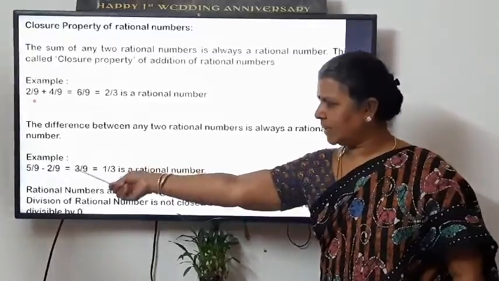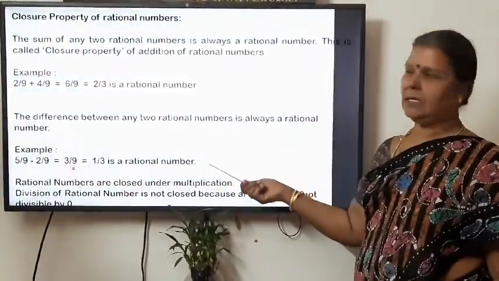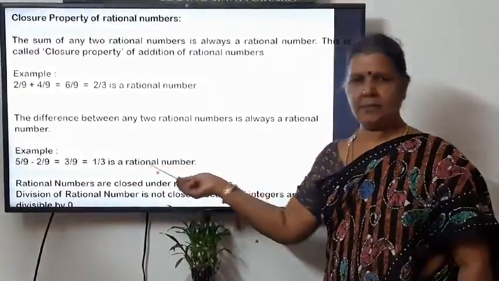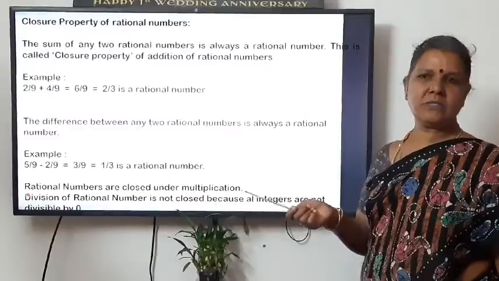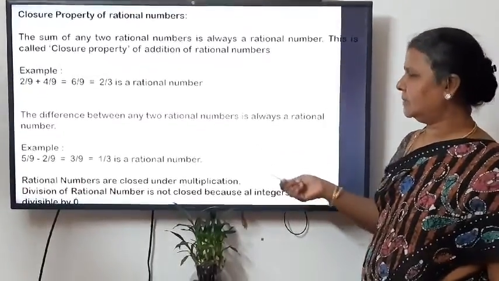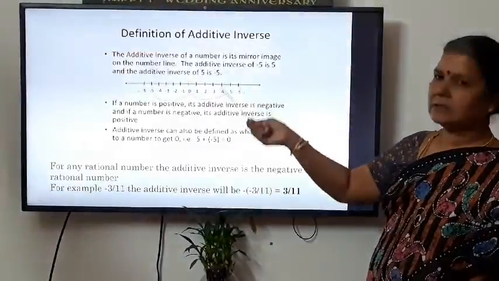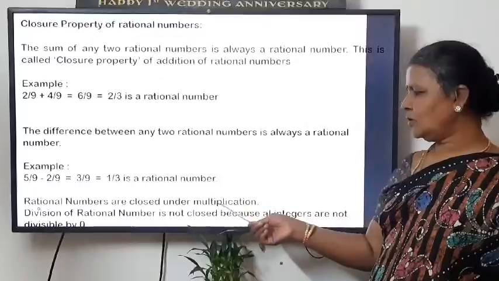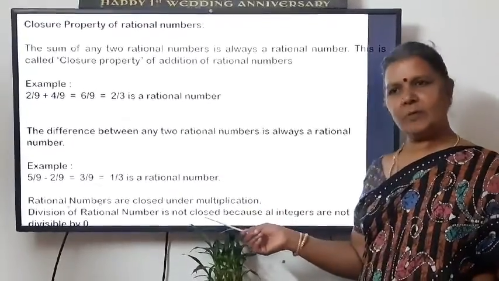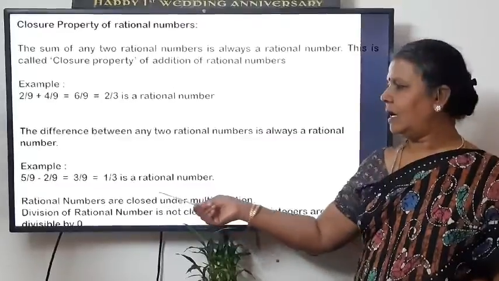Next one is the difference of any two rational numbers is always a rational number. See, when you subtract 2 by 9 from 5 by 9, you are getting 3 by 9, which is again a rational number. Even if the order is changed, you will get some other rational number, so it is closed under subtraction. Now rational numbers are closed under multiplication also. You can get so many examples. If you multiply any two rational numbers, the answer will be a rational number.